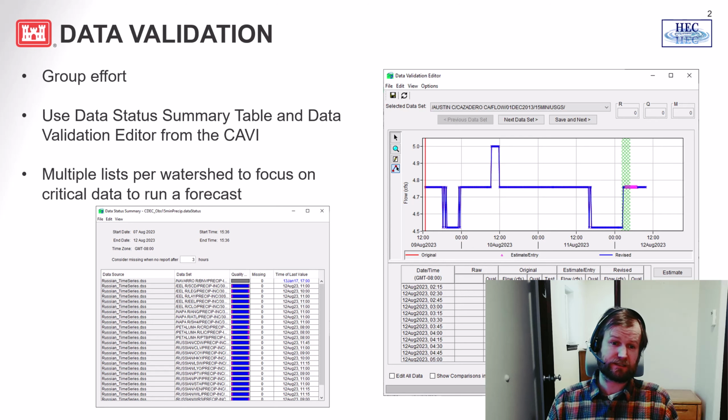Some models in the forecast run, such as ResSim, will not compute without continuous record for the look-back period. So that's why it's critical to go through this first thing to make sure that the data is ready for any forecasting throughout the day.